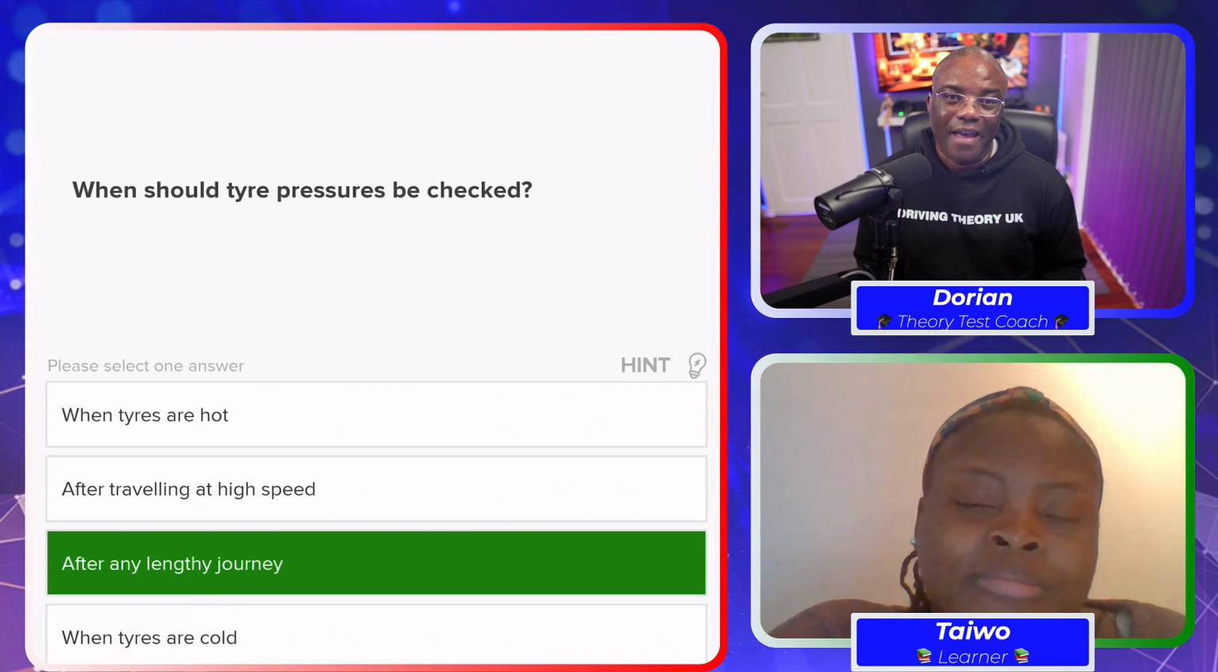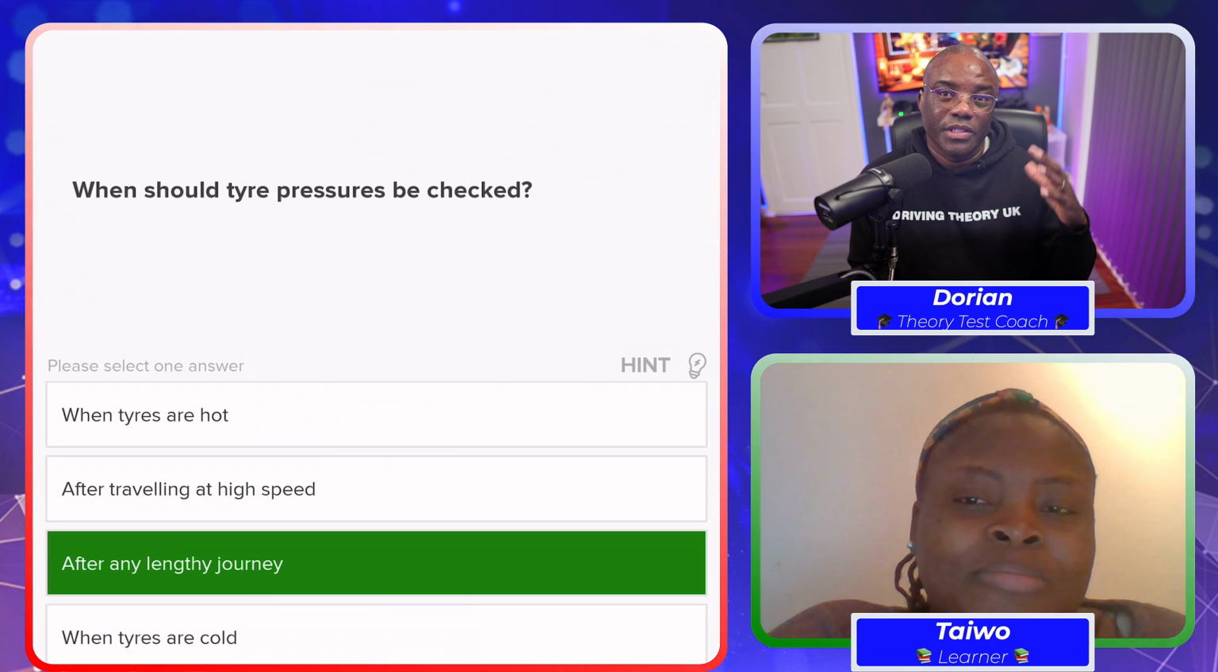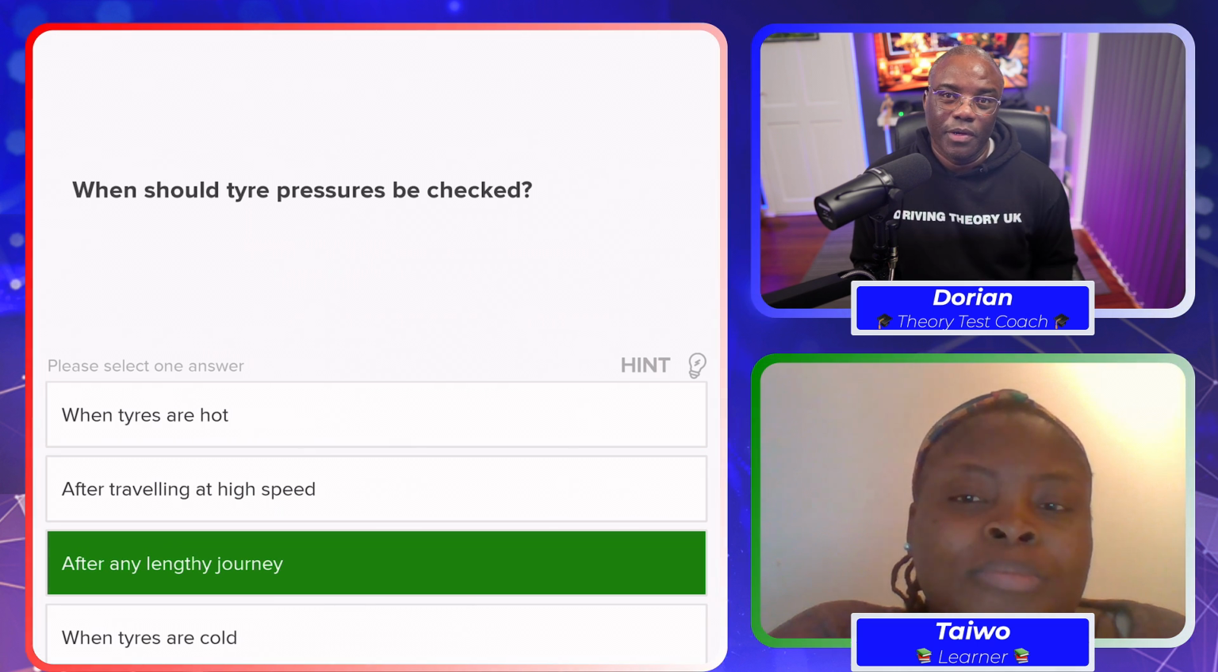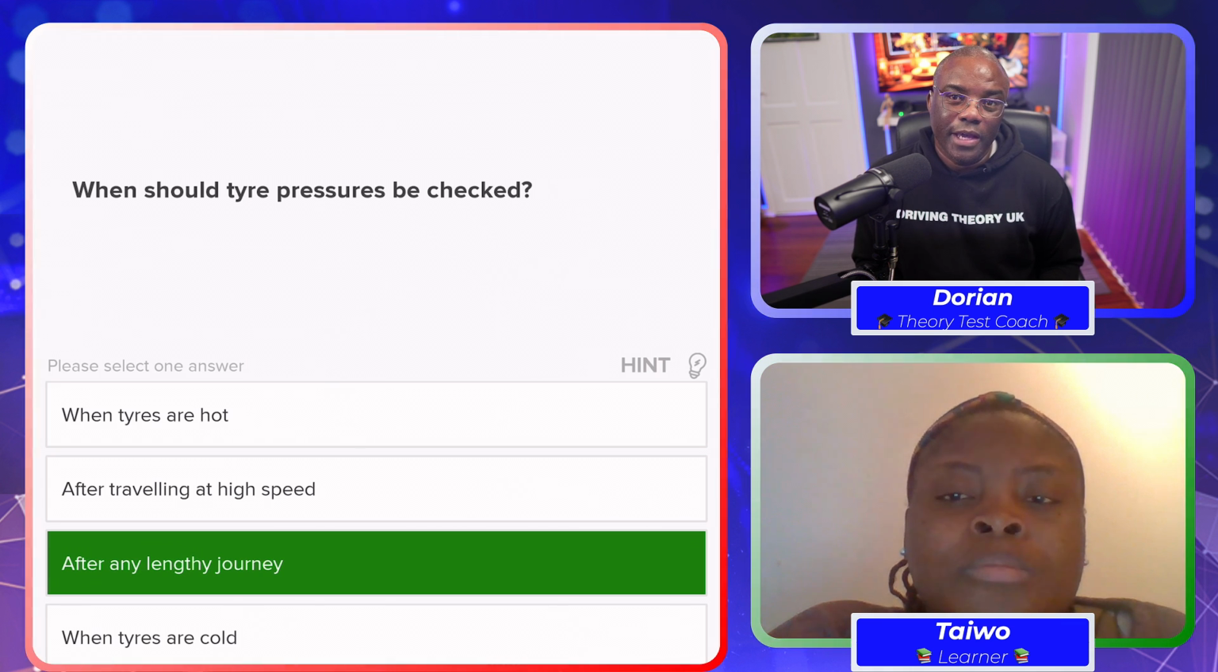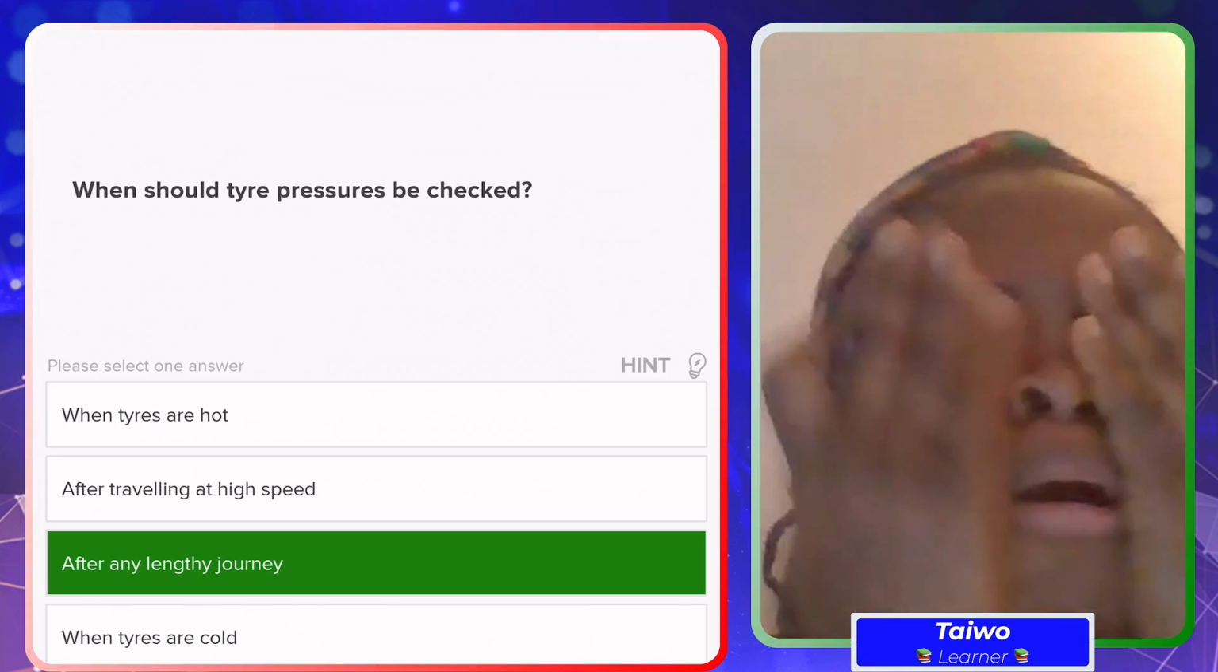Yeah, with all your levels in your car, that's part of the driving test as well. They can ask you about your brake fluid, engine oil. It's all done when it's cold. You get a proper reading.